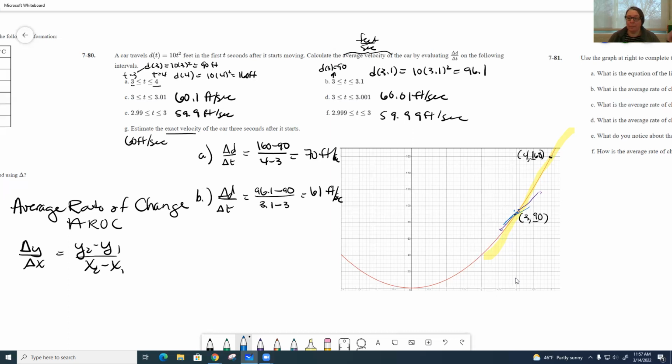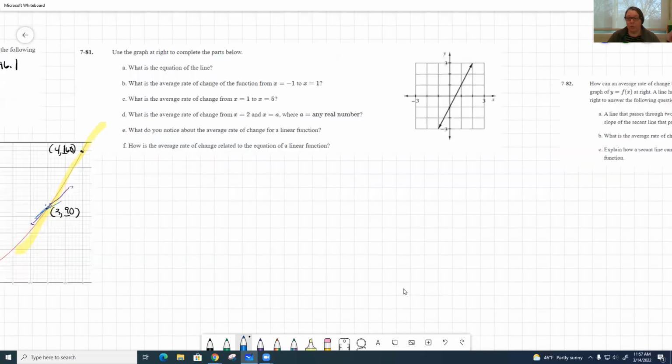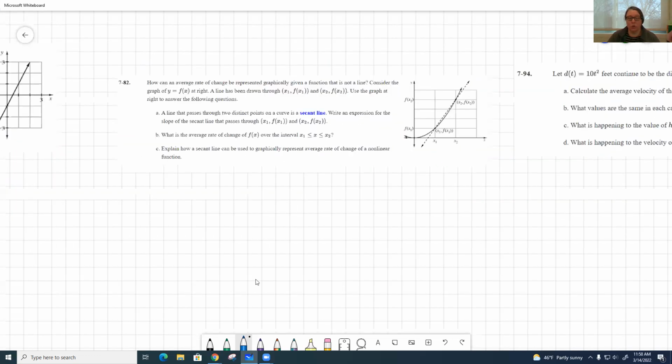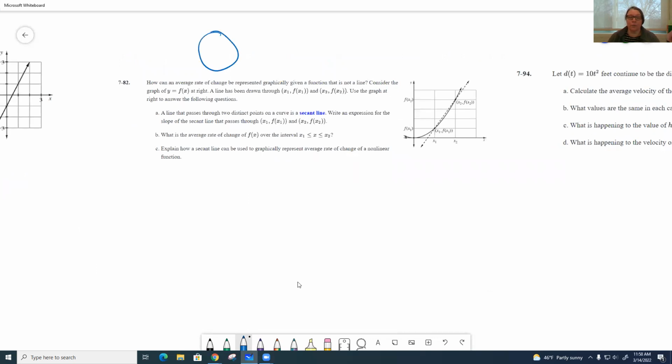And if you remember back from geometry, and I'm going to kind of skip 81 here for a second to talk about this because it's kind of an 82. If you remember back in geometry, if you had a line that went through a circle at 2 points, it was called a secant line. And if you had a line that just grazed the circle at 1 point, it was called the tangent line. Well, you can have secant and tangent lines to things other than circles. So right here is an example of a secant line, right? It's a line that goes through this curve at 2 different points. And so it says, how can an average rate of change be represented graphically given a function that is not a line?